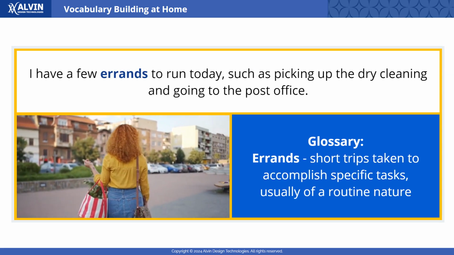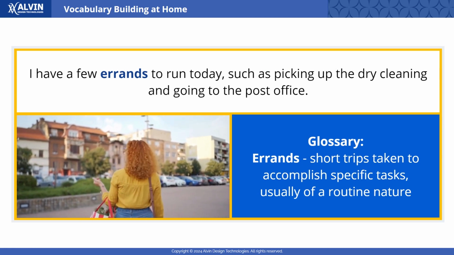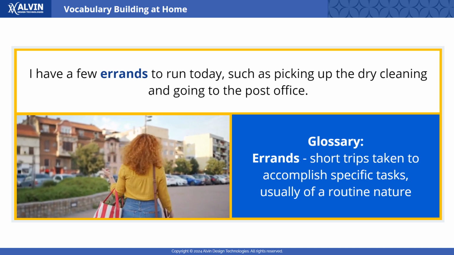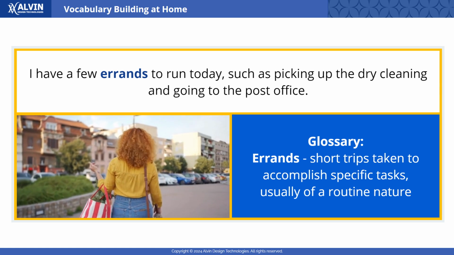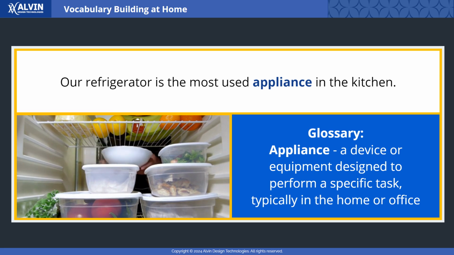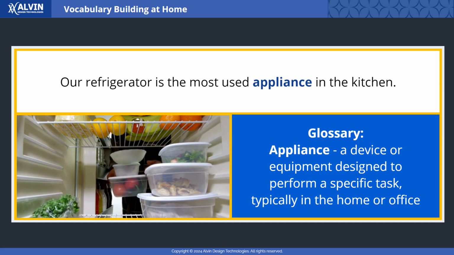I have a few errands to run today, such as picking up the dry cleaning and going to the post office. Errands are short trips taken to accomplish specific tasks, usually of a routine nature. Our refrigerator is the most used appliance in the kitchen. An appliance is a device or equipment designed to perform a specific task, typically in the home or office.